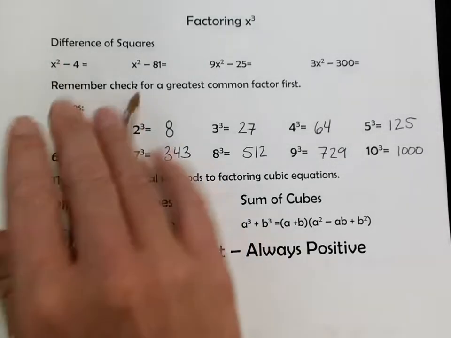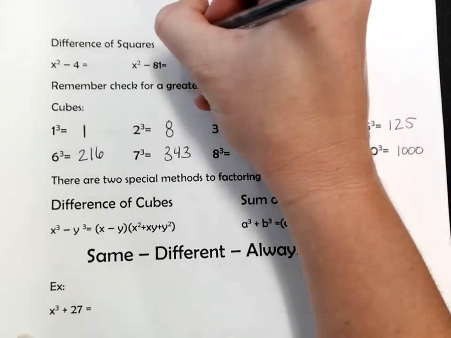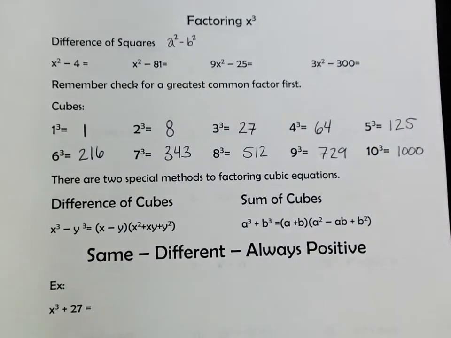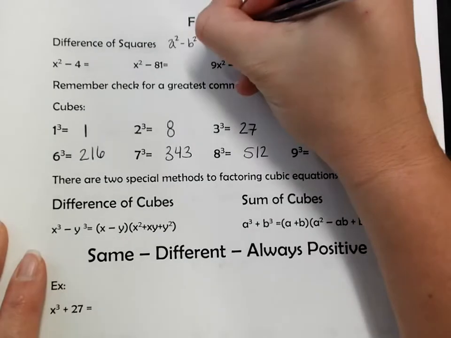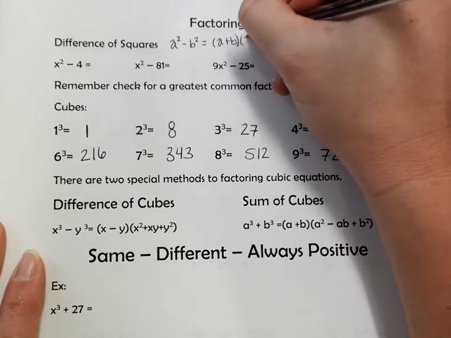The first one, our rule for difference of squares, looks like this, where you have a squared minus b squared. You have two things that are squared and subtracted, difference of squares. Whenever you do that, your two factors end up being a plus b times a minus b.